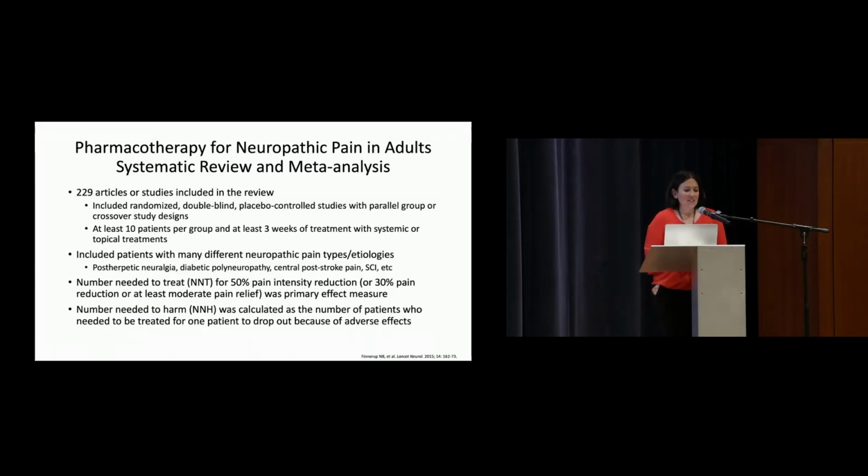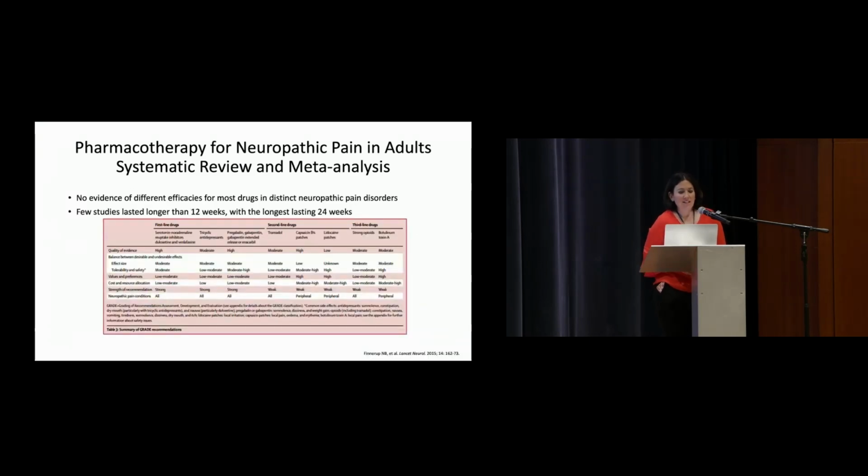As far as outcomes here for efficacy outcomes, they looked at number needed to treat for a 50% pain reduction as the primary effect measure. Again, not really looking at functional outcomes, not looking at quality of life outcomes. And then from a safety standpoint, they looked at number needed to harm for patients dropping out due to adverse effects. And this is what they found.